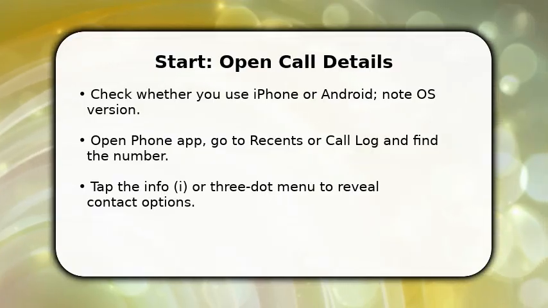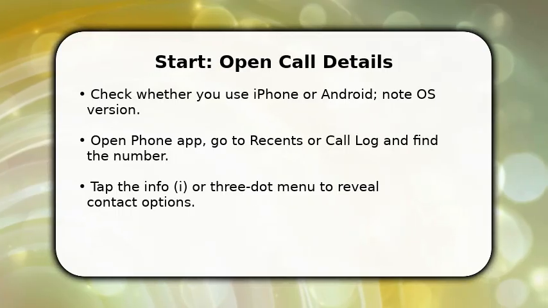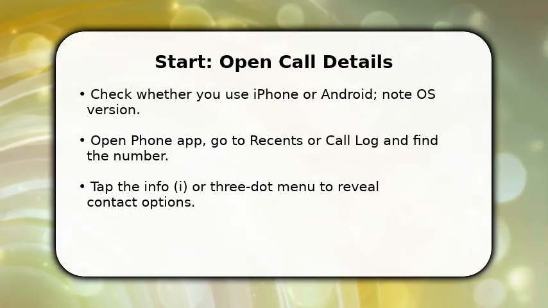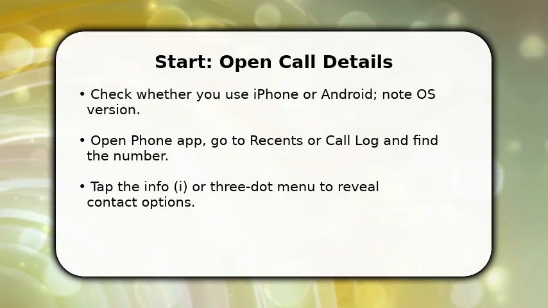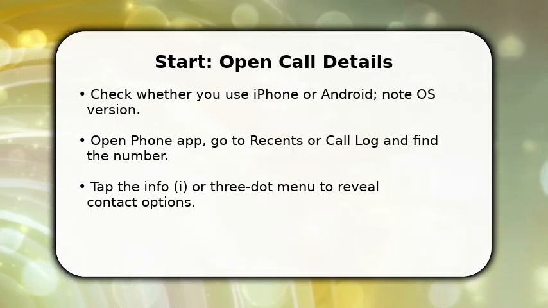You're ready to block while the call details are visible. First, confirm your device type because menus differ. Open the phone app and go straight to Recents. Do not go to Settings yet.